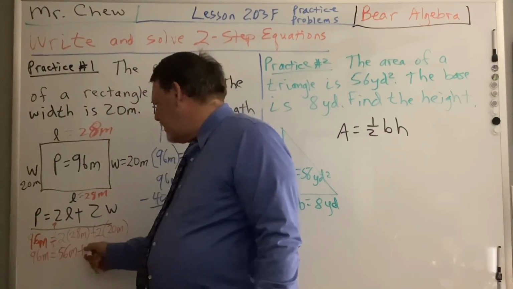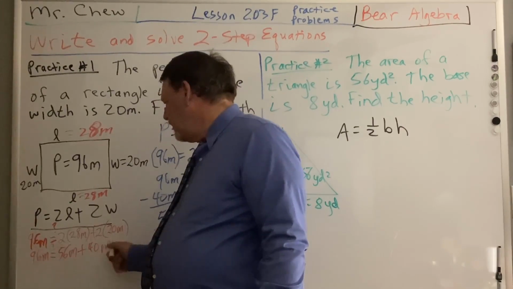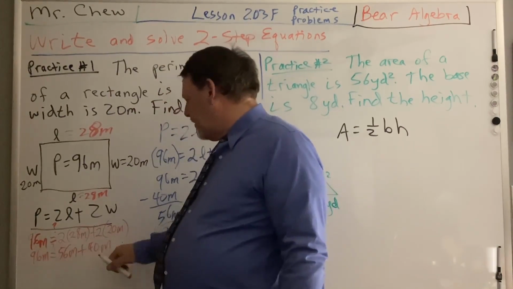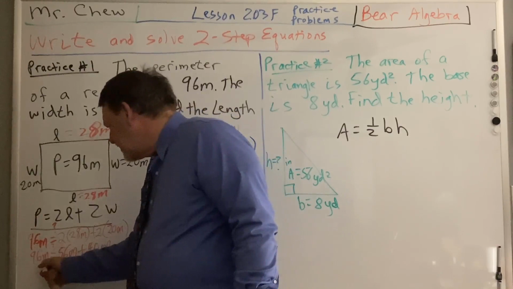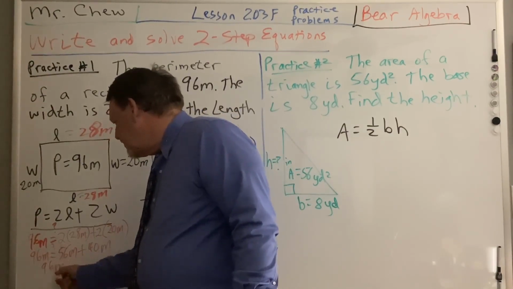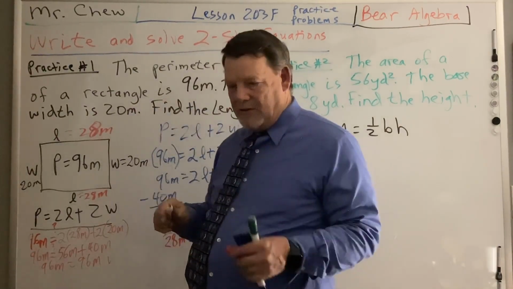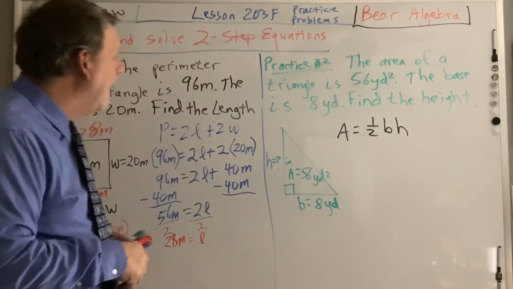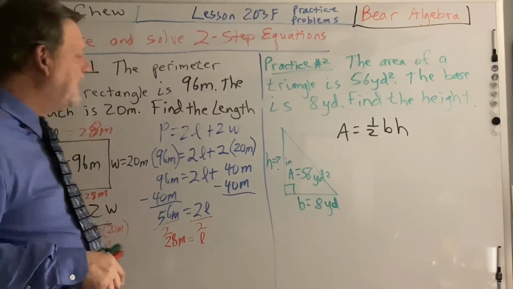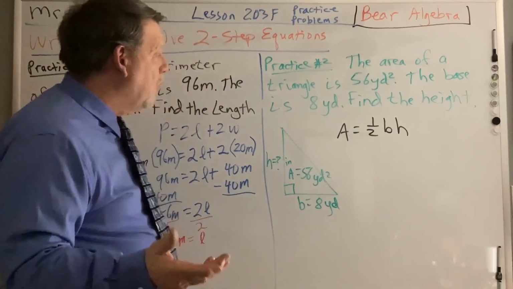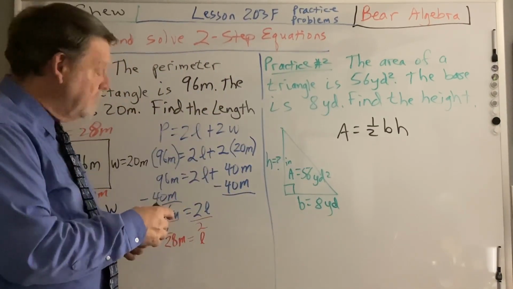2 times the 20 is 40 meters. And then 56 meters plus 40 meters is 96 meters. So 96 meters equals 96 meters. Checked. We did it correctly. So now this particular problem ends up being a one-step equation, but we're still writing an equation.